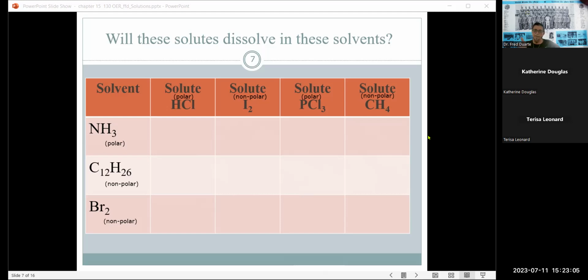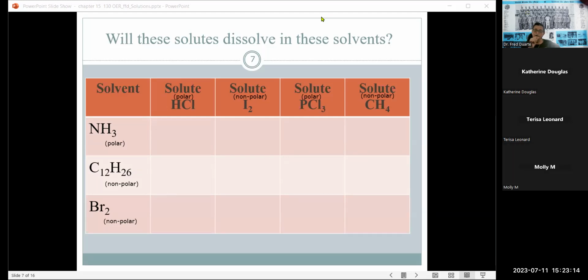So here, once we define the polarity, now we can determine whether the solute is soluble in the solvent based on the polarity. If we take hydrochloric acid, HCl, and we mix it in ammonia, yes, it will dissolve and it will be soluble because they both share the same polarity. If we take iodine and we dump it in ammonia, no, they won't dissolve. Why? Because I have a nonpolar iodine trying to go into a polar solvent. But PCl3 will dissolve in ammonia.